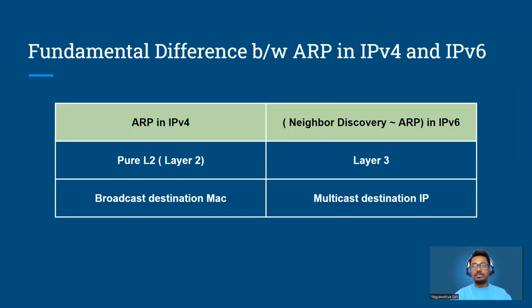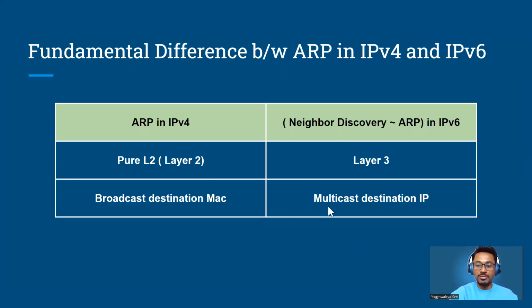Now, this is the fundamental difference between ARP in IPv4 and IPv6. As I already mentioned, ARP in IPv4 is a pure layer 2 protocol. It does not have the layer 3 headers, the IP headers. It has only layer 2 headers, and the destination MAC address is the all-F broadcast. Whereas in IPv6, the neighbor discovery protocol is a layer 3 protocol. It would have the layer 3 headers, which is basically IPv6 headers, and the destination IPv6 in this case would be a multicast instead of the broadcast MAC we saw in IPv4. So this is where we achieve the optimization in IPv6.